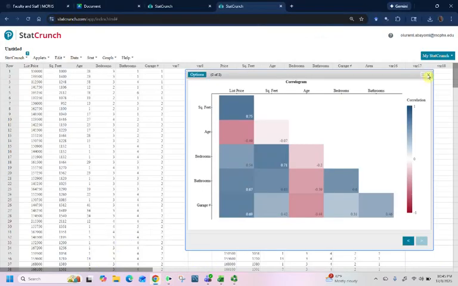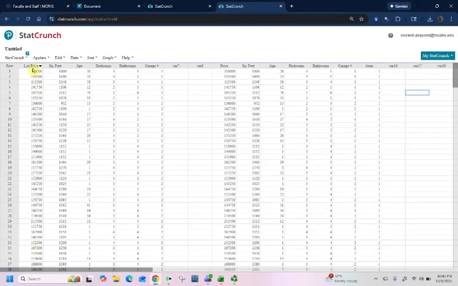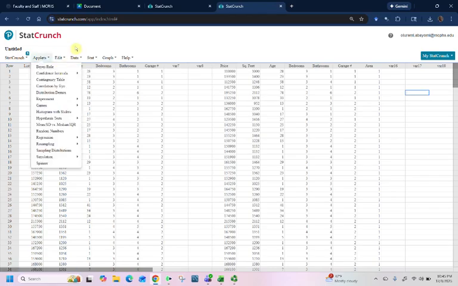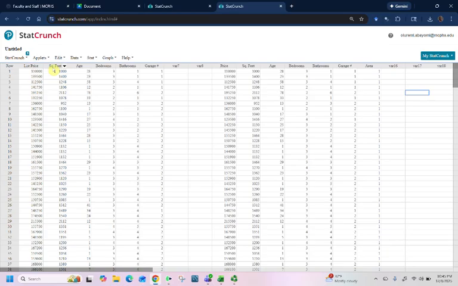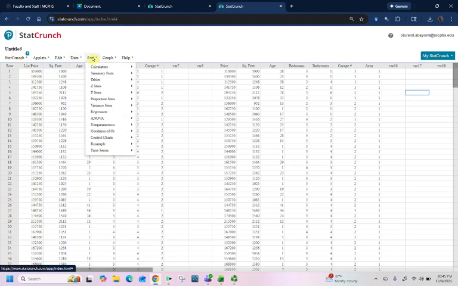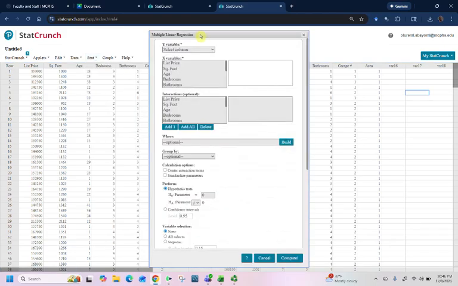So let me close out of this and you see that I have list price. We want to see if it can be explained by the square feet of the home, the age, the bedrooms, the bathrooms, and the number of garages that the home has. So to see how to fit a multiple linear regression model, we'll go to statistics, go to regression, and then multiple linear. Click on multiple linear.